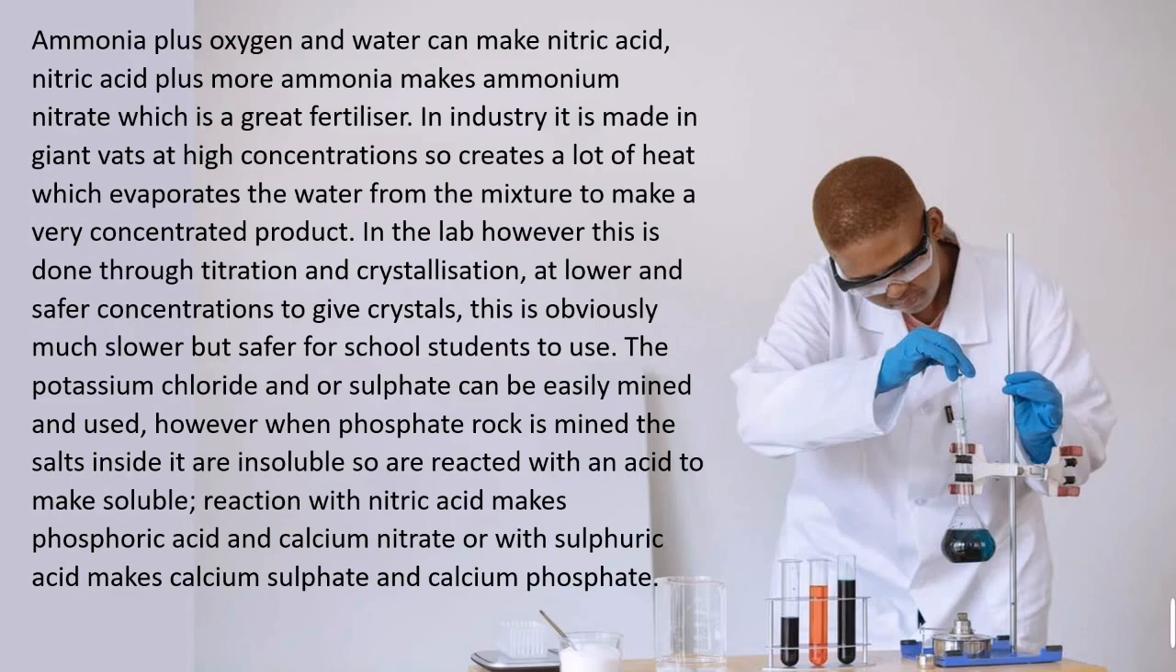The potassium chloride or sulfate can easily be mined and used. However, when phosphate rocks are mined, the salts inside are insoluble, so they are reacted with an acid to make it soluble. Reaction with nitric acid makes phosphoric acid and calcium nitrate, or reaction with sulfuric acid makes calcium sulfate and calcium phosphate.